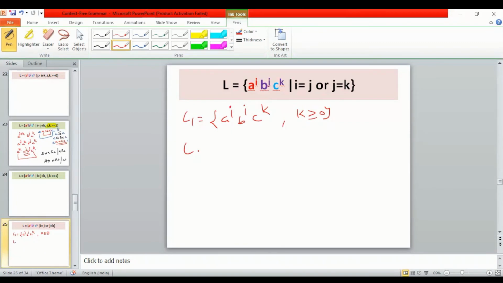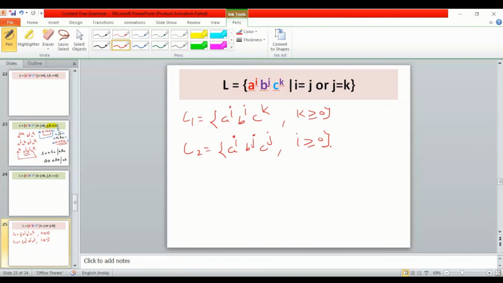We have another language, a raised to i, b raised to j, c raised to j. Now here i can be anything. So we have two different types of strings which are varied in this language: either a and b are equal, or b and c are equal.